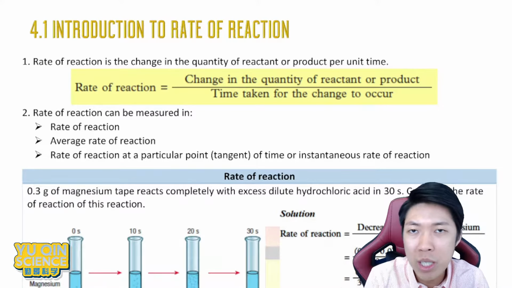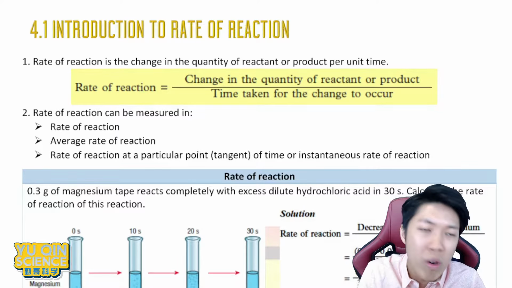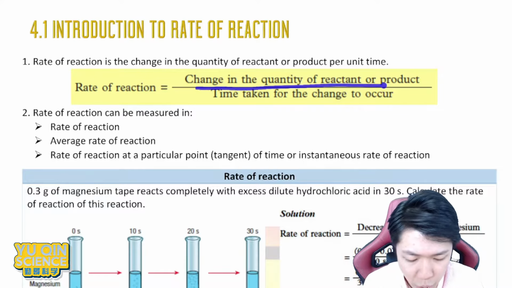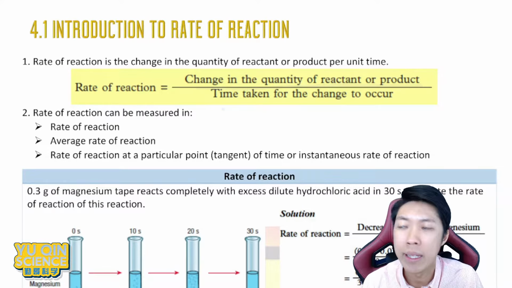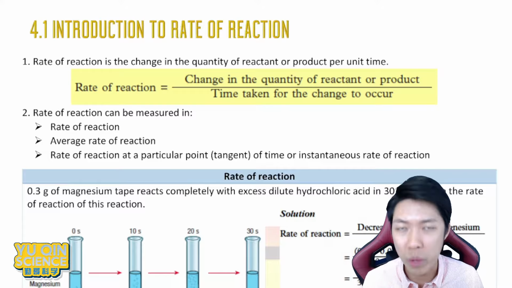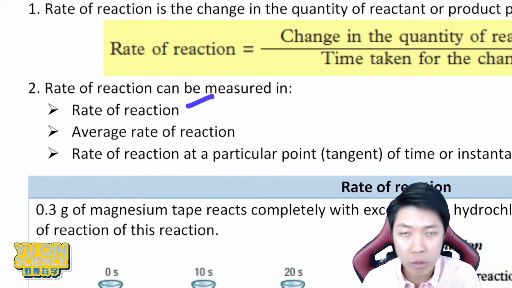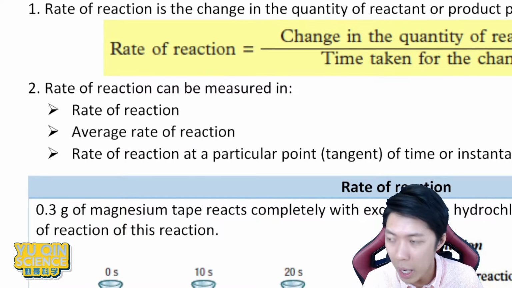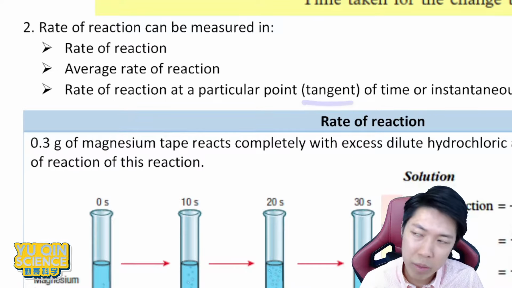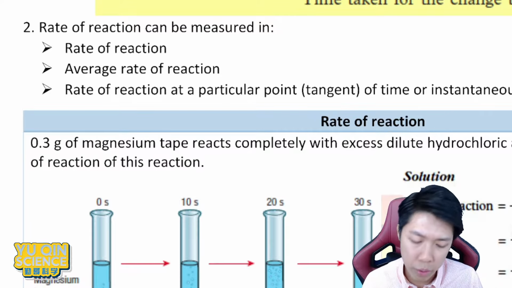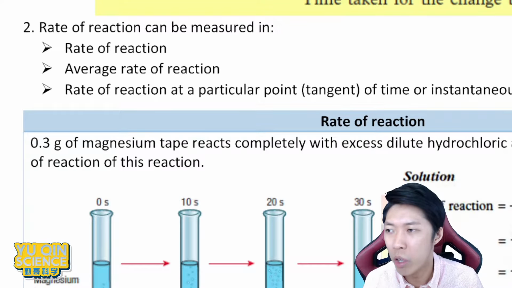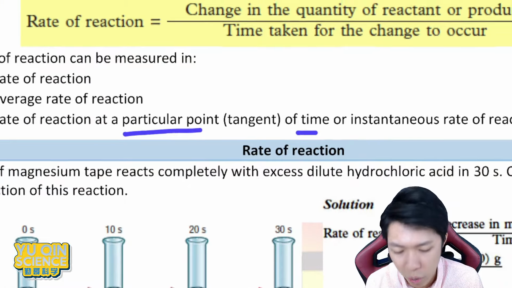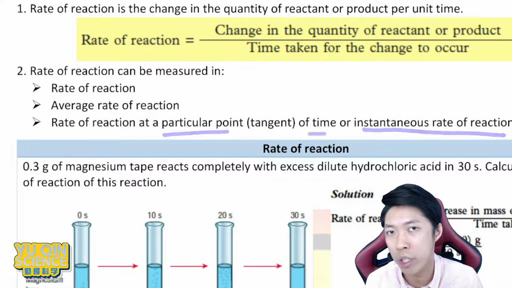Before the chemical reaction is called reactant, and what comes out after the reactant is called product. Okay, so that's the formula: change in quantity divided by time. There are three types of calculation we can look into. Number one will be rate, the normal one, rate of reaction. Number two will be average, means like everything. And the third one will be the challenging one for some of y'all. It's called tangent, which is looking for a particular point of time, or we call instantaneous rate of reaction.